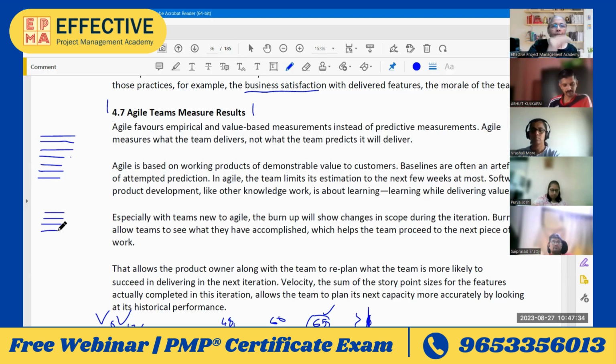Before they actually finalize that this is the work that we are going to take up, they have to understand how complex this work is. Will we be able to do this work in one iteration or not? That's what they have to decide.